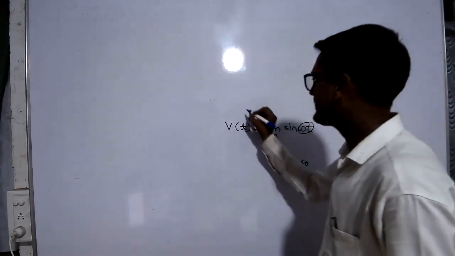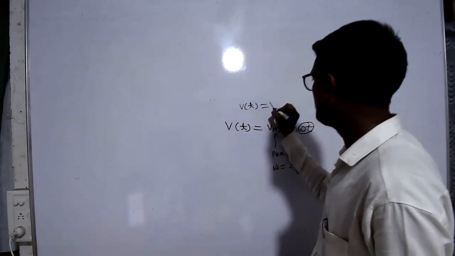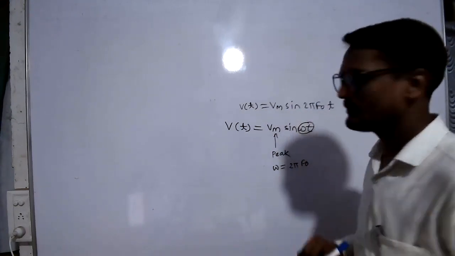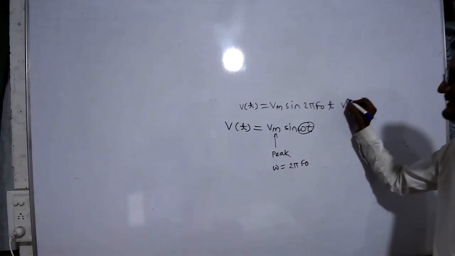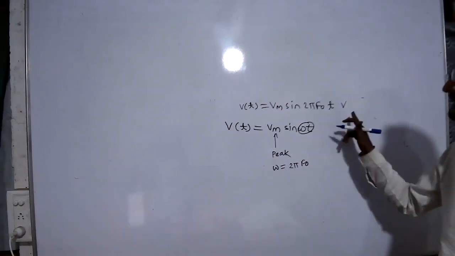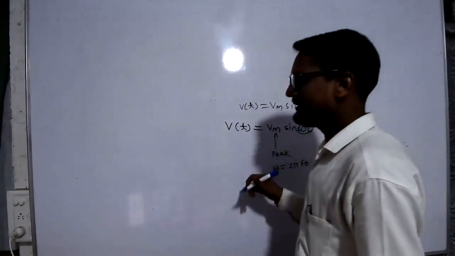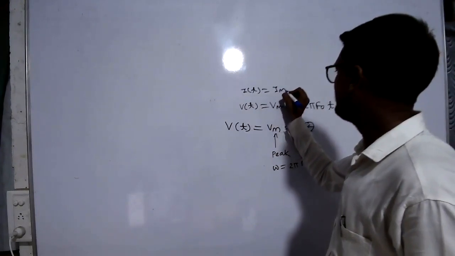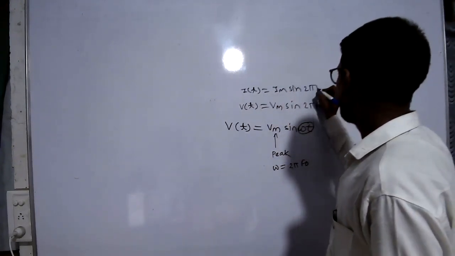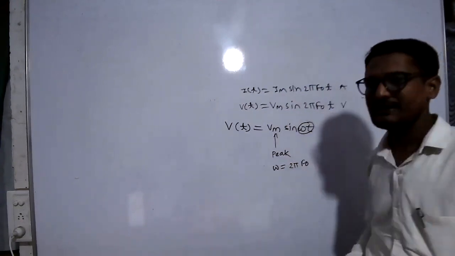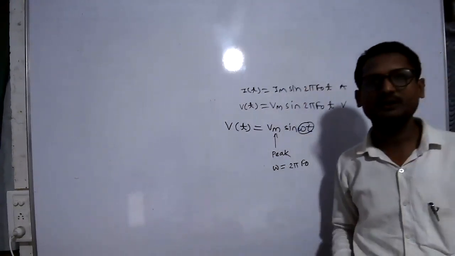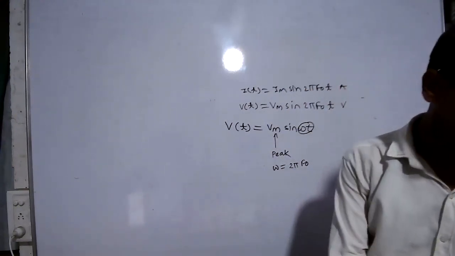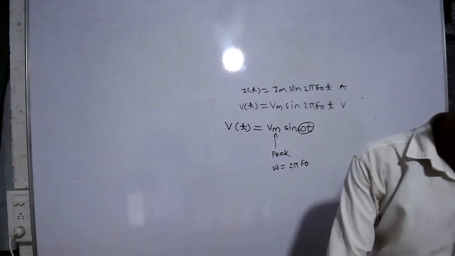That means the voltage equation becomes v(t) equals Vm sine 2 pi f0 t, and its unit is volt. This is the voltage equation. Whereas the current equation can be written as i(t) equals Im sine 2 pi f0 t. Unit is ampere. This is the current equation for the AC in case of a sinusoidal quantity. These are the current equation and voltage equation of the AC quantity.